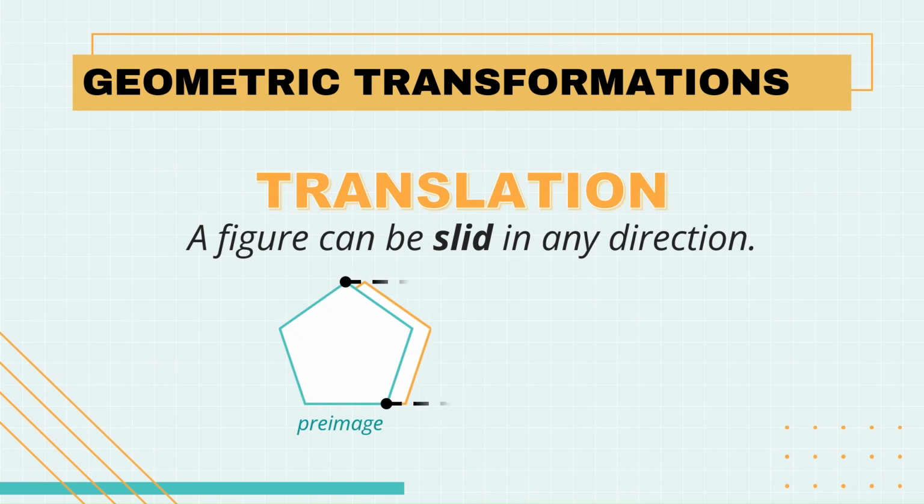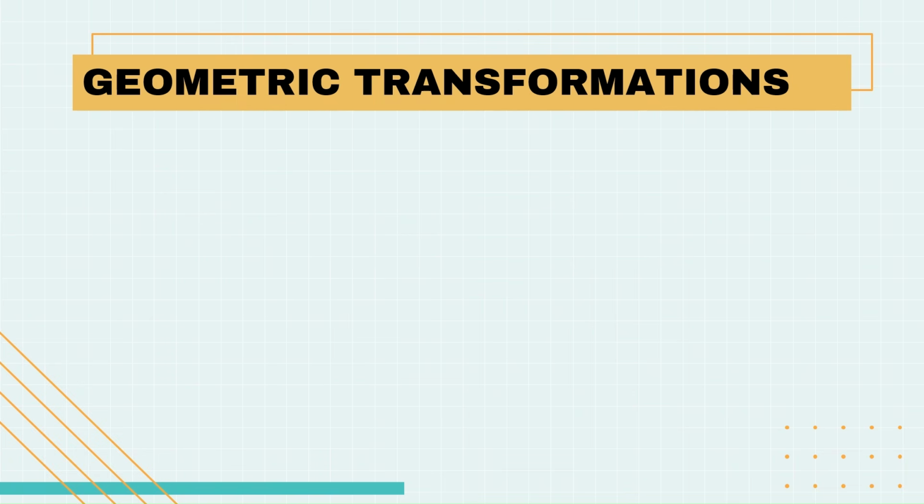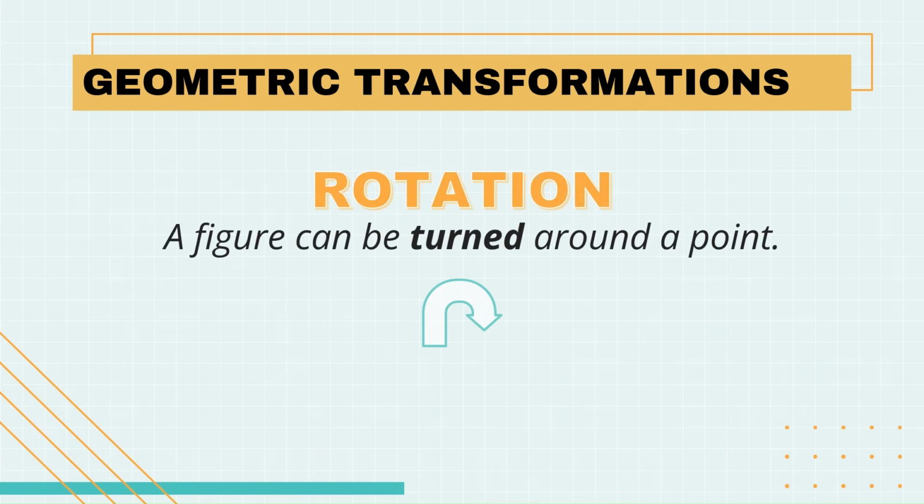So translation is a slide. It is when a figure can be slid in any direction. Yes, left, right, up, or down. Basically, no turning, no flipping. The next one is a rotation. A rotation is if a figure can be turned around a point. So this is basically a turn, like rotating a fan or clock hands.